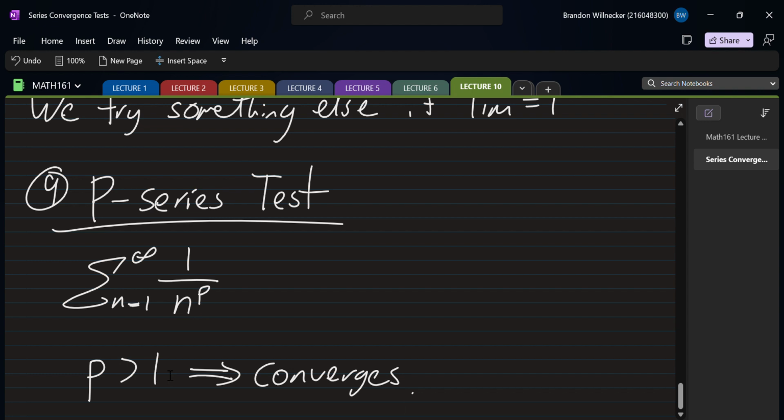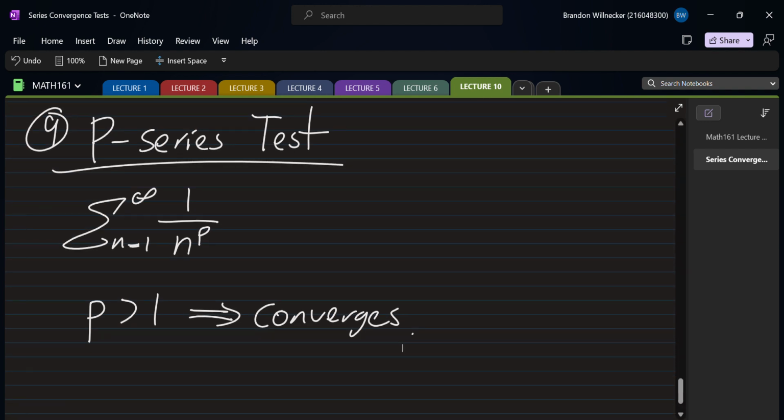Okay, and this works for integers and fractions and so on. If P is 3 over 2, that's greater than 1, so we know it converges. So it doesn't have to be squared or cubed or anything like that. You can have 5 over 4, for example. That would be greater than 1, so it converges. But if it's 4 over 5, that's less than 1, so we know it diverges.